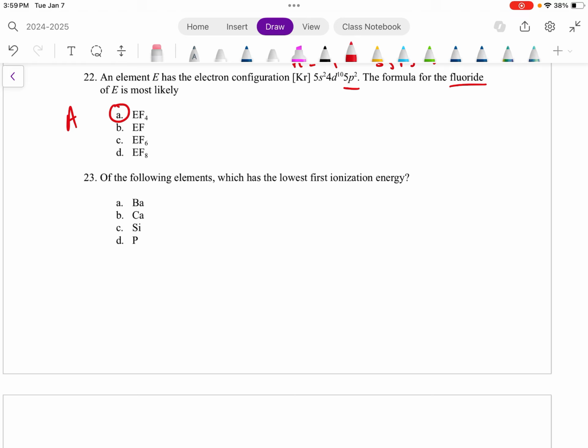Which of these has the lowest first ionization energy? Remember, the trend for ionization energy is up and to the right. And so you're looking for something kind of down in this area of the periodic table. The best answer there is going to be barium.